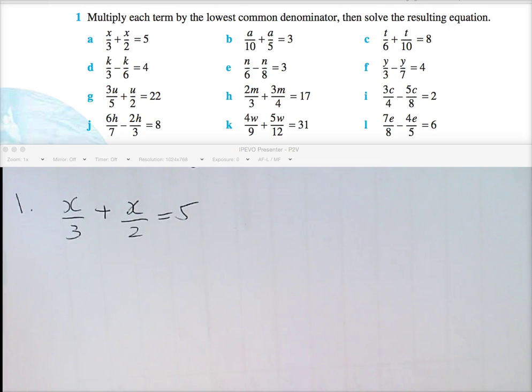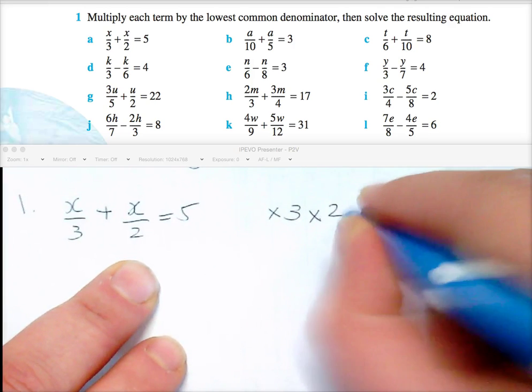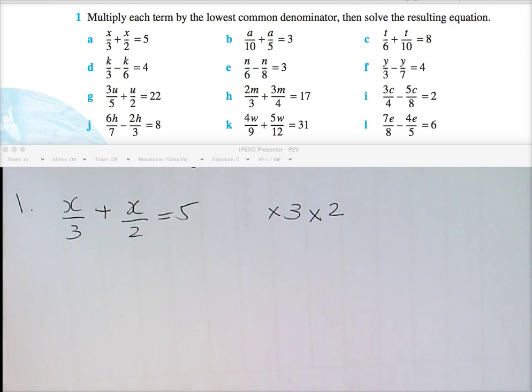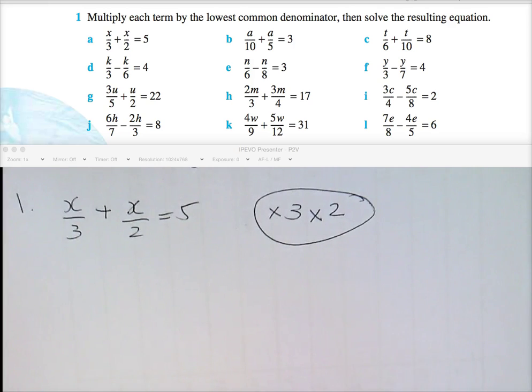Now, we've got x divided by 3 plus x divided by 2 equals 5. We all know that you don't like the fractions there. You want to get rid of your divide by 3 and your divide by 2. What's the inverse of dividing by 3? Timesing by 3. What's the inverse or the opposite operation of dividing by 2? So instead of timesing by 3 and timesing by 2, we just times by 6, which is the lowest common denominator of the 3 and 2.